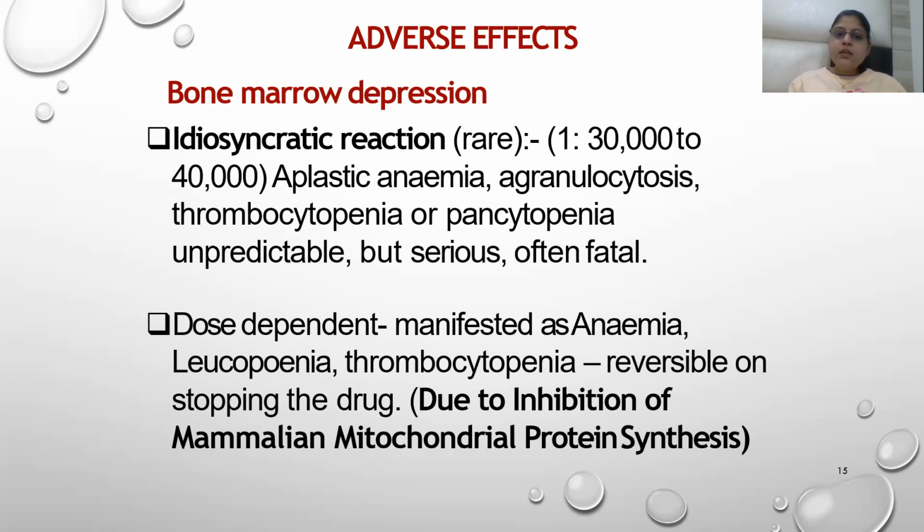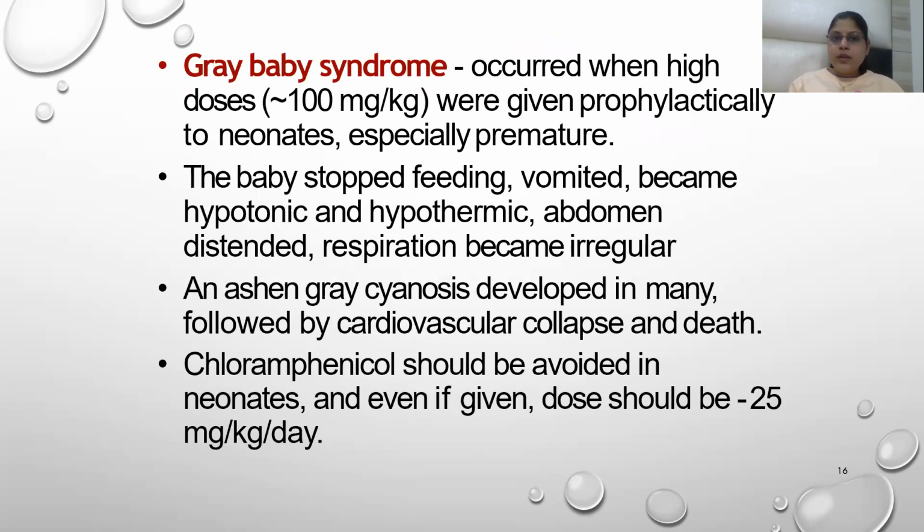The dose-dependent effect can result in anemia, leukopenia, and thrombocytopenia, and it is reversible on stopping the drug, due to inhibition of mammalian mitochondrial protein synthesis. Gray baby syndrome can occur with high doses given prophylactically to neonates, especially premature ones.